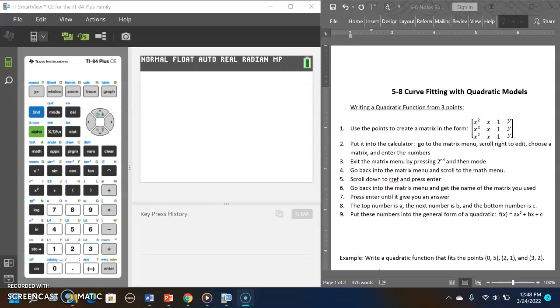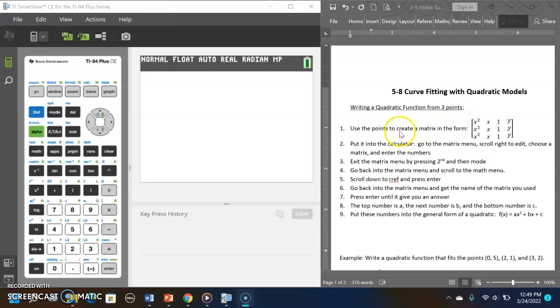Hi everyone, welcome to a review of Algebra 2, Chapter 5, Lesson 8, Curve Fitting with Quadratic Models. In this video, we're going to focus on how to write a quadratic function from 3 points that are given. And these points are specifically made so that they do make a parabola. So we know for a fact that they follow the quadratic pattern.